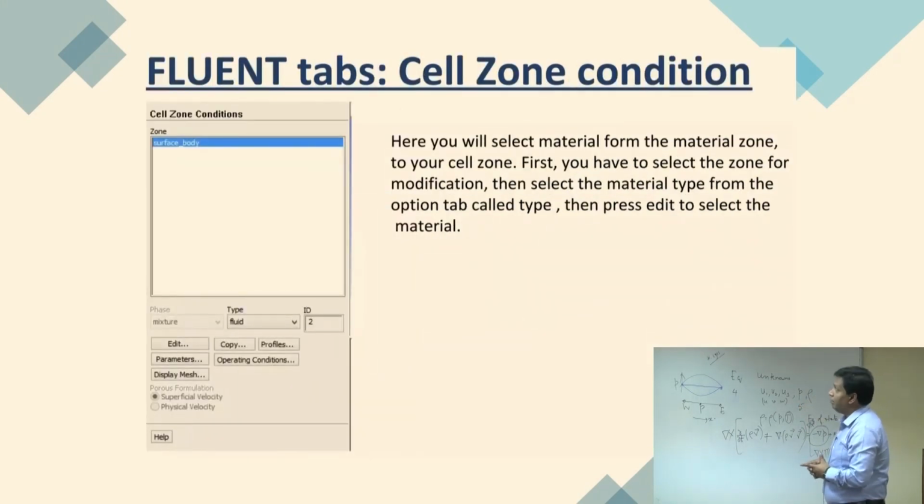Okay, here we have the cell zone conditions. You can check how many zones there are in your system, and this is the way you have to identify them.